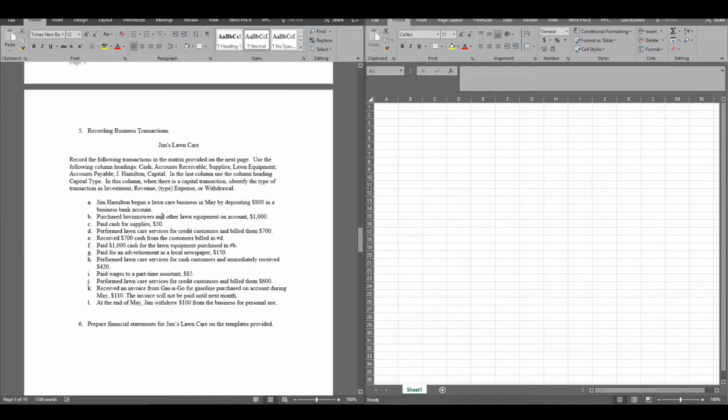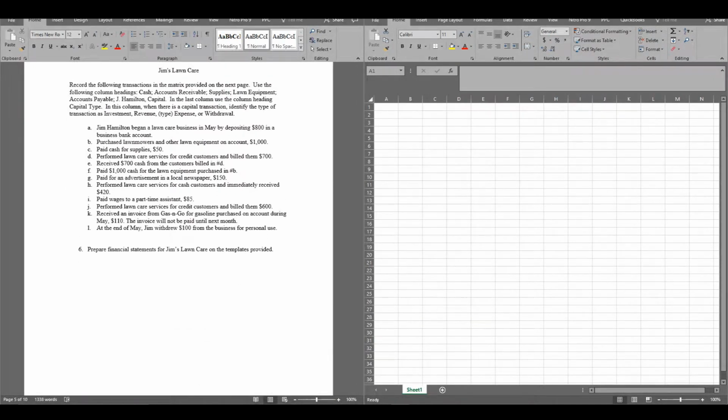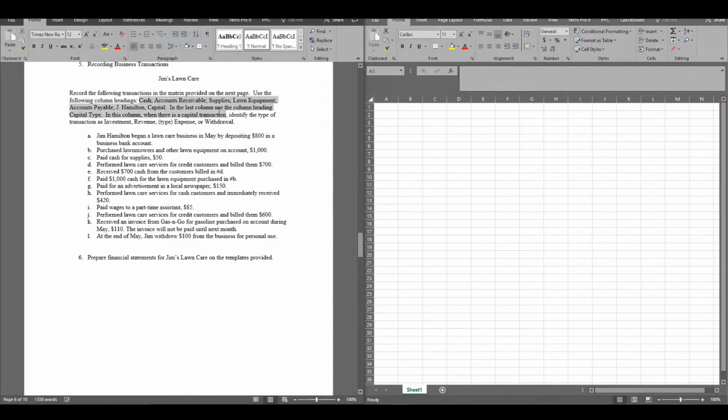Now, something we have to understand how to do is how to record some transactions. Okay, so we are going to go ahead and record a few of these transactions, but I'm going to use Excel because I think it's a little bit easier than writing into here. So we're going to record these following transactions, and we're going to talk about what sort of accounts we're going to use in doing this. So these are the accounts that the example gives us to use. So we're going to use any of these accounts: cash, accounts receivable, supplies, lawn equipment, accounts payable, and J. Hamilton Capital.